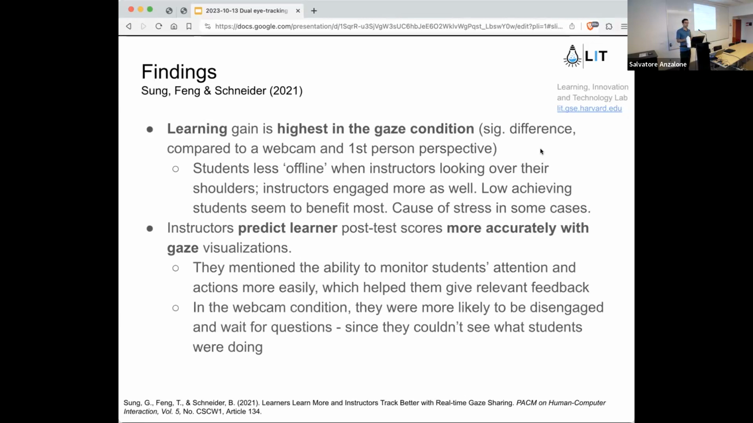In the webcam condition, they're not doing all of that because they didn't know what the student was doing. So they tended to be more disengaged and just wait for questions because they could only see the student's face. Maybe they could guess something from facial expressions, but they couldn't really know if there was an issue or not.